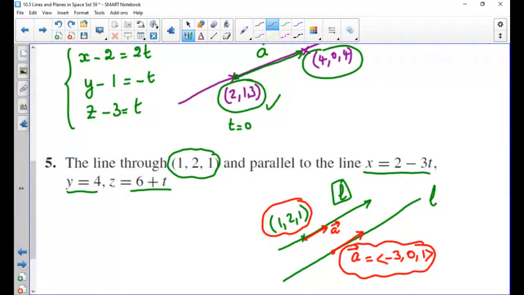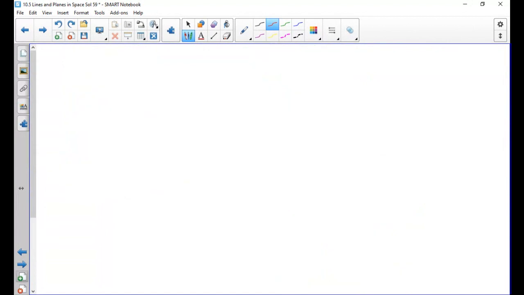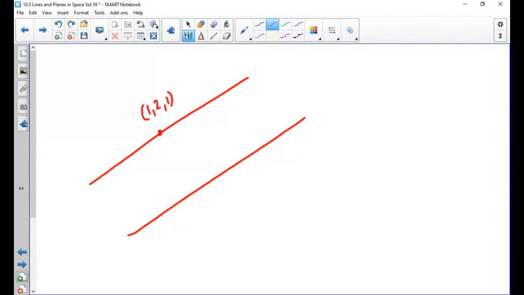So basically what you have here is 2 lines, yeah? This one goes through a certain point, yeah? Let me just go check the values. 1, 2, 1. And I want to find the equation of this line. What is the equation of this line?